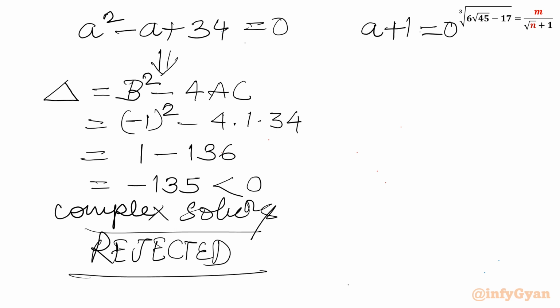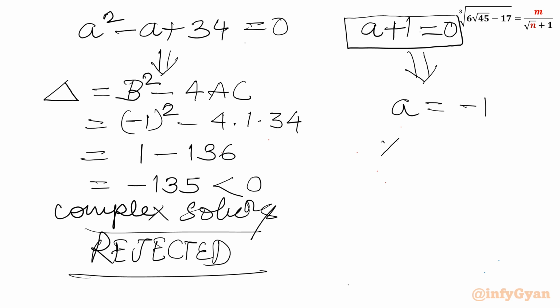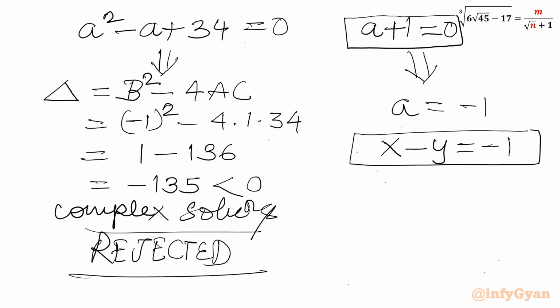Now let us consider the second one, a plus 1 equal to 0. From here we can write a equal to negative 1. And a was our substitution, x minus y equal to negative 1. Now this equation and xy equal to 11 we will take up for the value of x. Let me write here x minus y equal to negative 1, xy equal to 11.